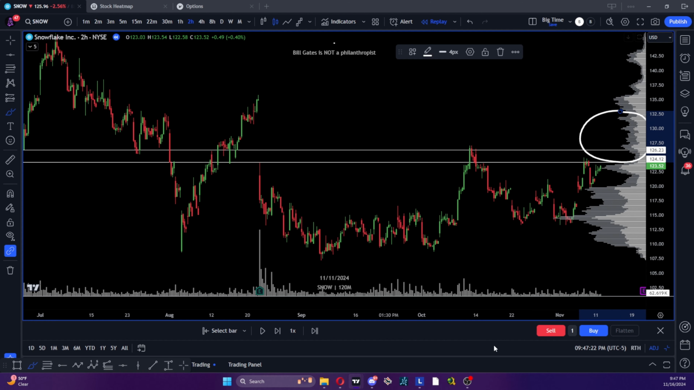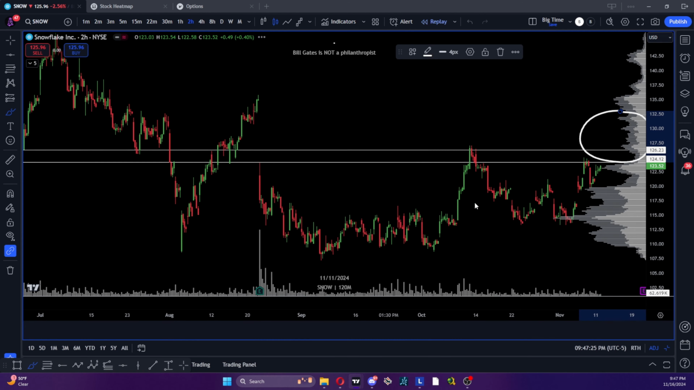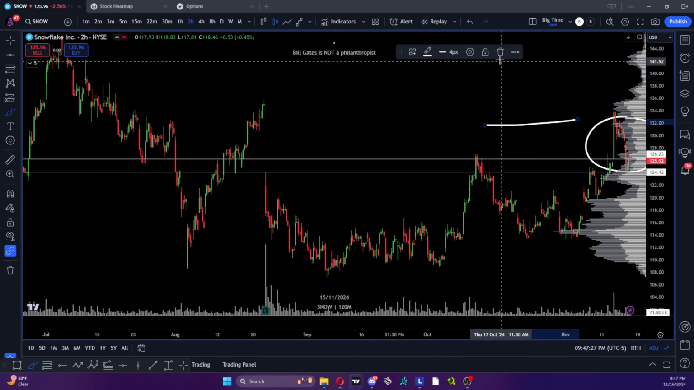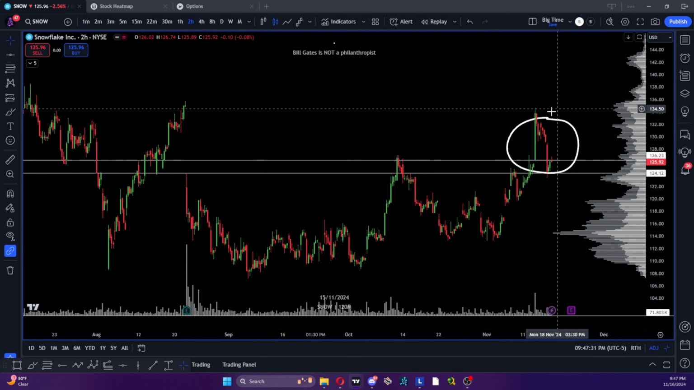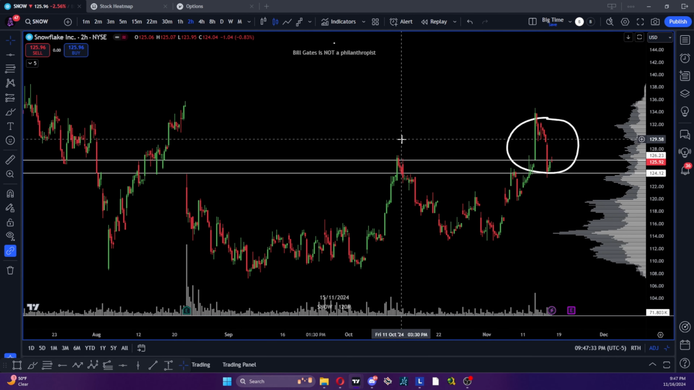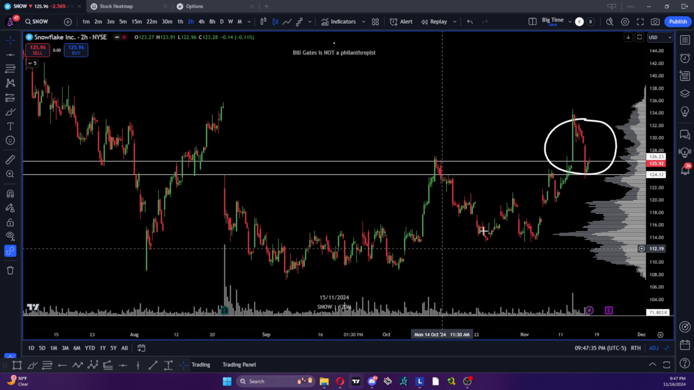And lo and behold, if we go to the current price, you could see that price just completely broke through that volume gap. And in fact, it touched literally where the bottom of that peak was. So yeah, I mean, that's the whole thing about VRVP.